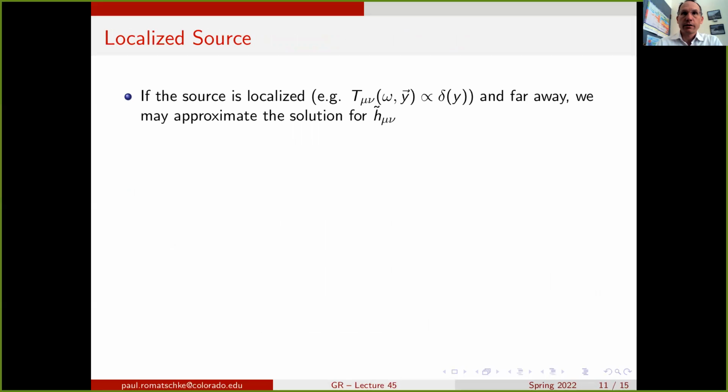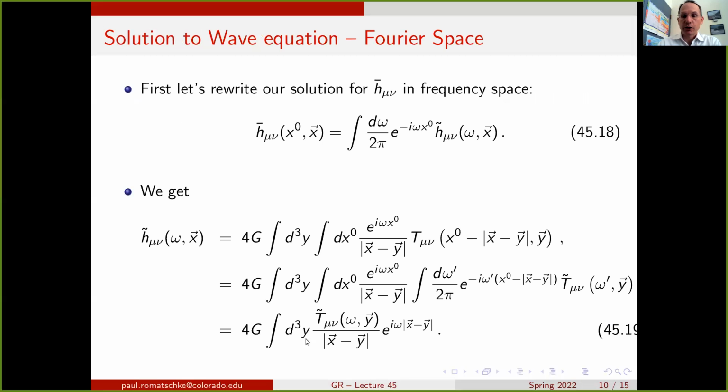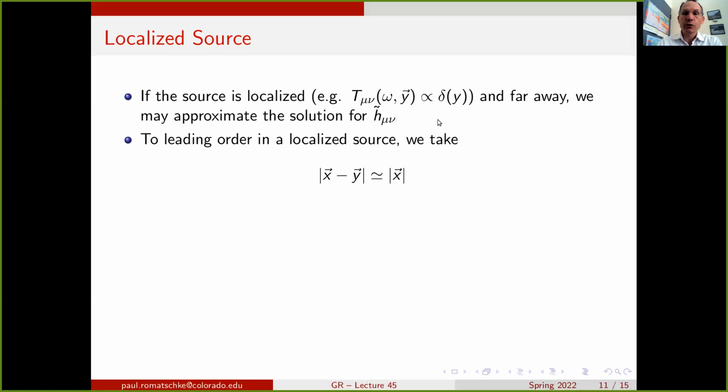Now, this result simplifies further if, in particular, the source is localized. So if we have a source, an energy momentum tensor, that is basically only non-zero in a small interval. For instance, the delta function would be one particular case, but it doesn't have to be a delta function. It can also be a very quickly falling function. Then far away from this source, we can approximate this integral expression and get a compact formula for the strain rate. In particular, if the source is localized, then we can assume that y here is always much smaller than x if the source is far away.